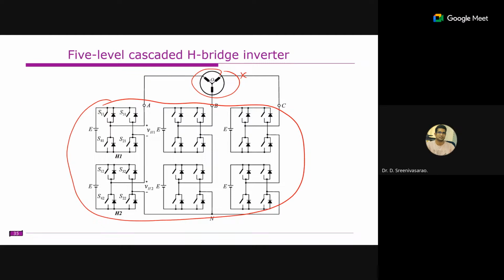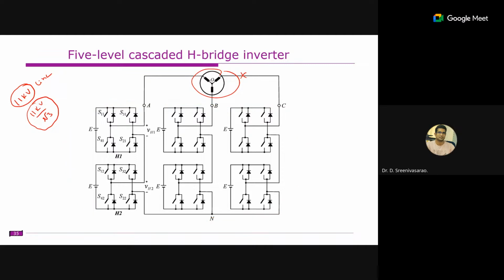So let us assume that you are connected to an 11 kV grid. Here the design is simple. This 11 kV is the line to line voltage, so the phase voltage will be 11 kV divided by root 3. That is your phase voltage. So the voltage from here to here is supposed to withstand only this much voltage.